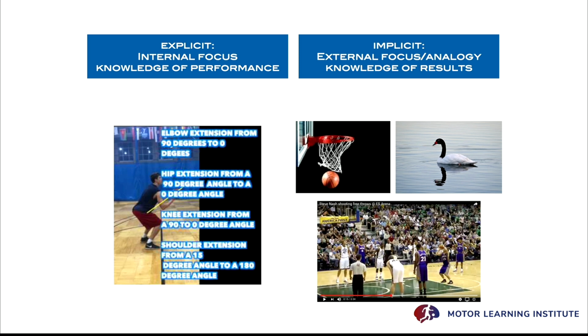So the internal focus, which replicates explicit motor learning, is telling explicitly to athletes or instructing them what they need to do. Flex your elbow to 90 degrees, flex your hips, bend your knees, etc. On the other side, we have the more implicit way of motor learning, where we give the athletes a task also, but we don't give them the solution on how to solve it. They are going to figure it out by themselves.